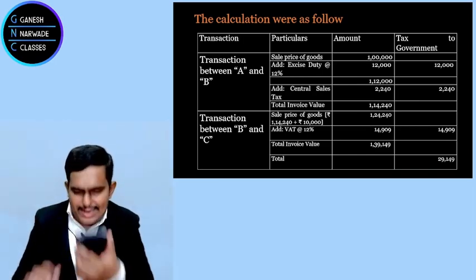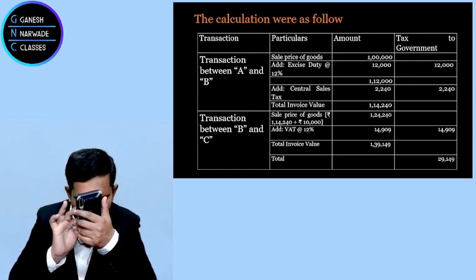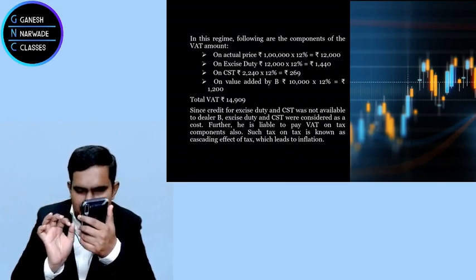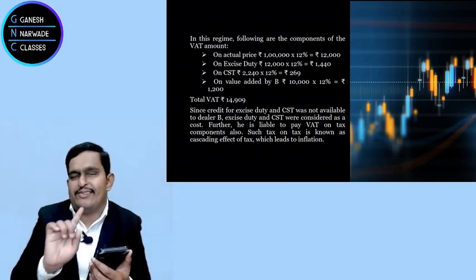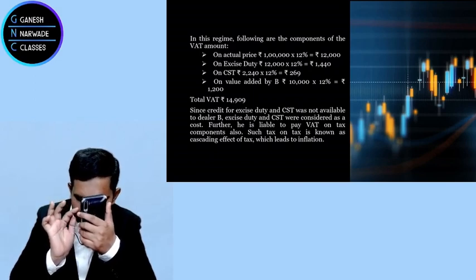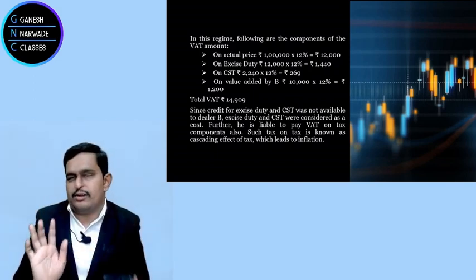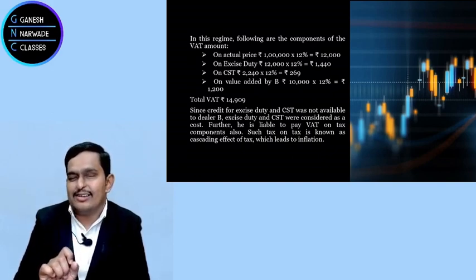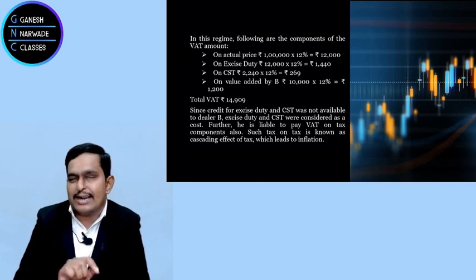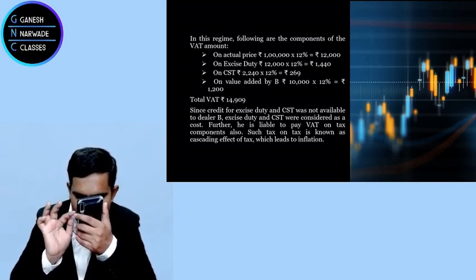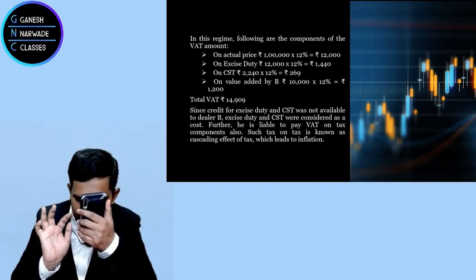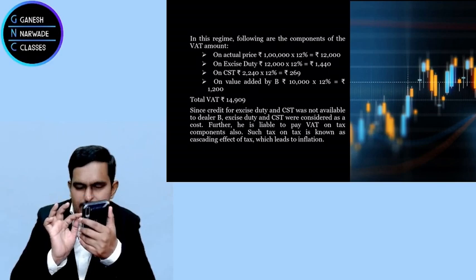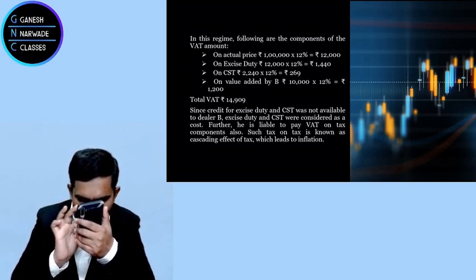Now how much did you pay in taxes? You see, here I have given the calculation. On the actual amount, 1 lakh is the original price which A charged. On that, 12% VAT is levied, that is 12,000. I am not talking about excise duty. I am talking about only VAT, from B to C, that part I am discussing. So on 1 lakh, 12%, 12,000. Then on excise duty, again you are paying VAT. How much? 12,000 into 12%, 1440.